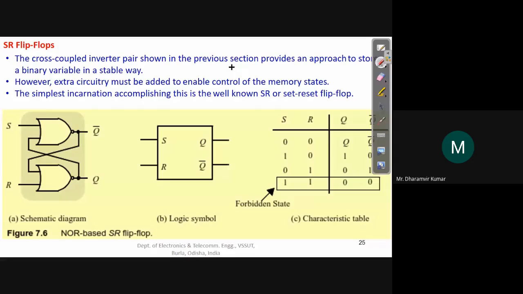That gives us an approach to develop more complex memory. In the previous section, that provided an approach to store a binary variable in a stable way. This can store, but what would we do if we need to change the values? Because all the time the input will not remain the same. It needs to be changed with the conditions, so it means that we need to control the input signal with time.